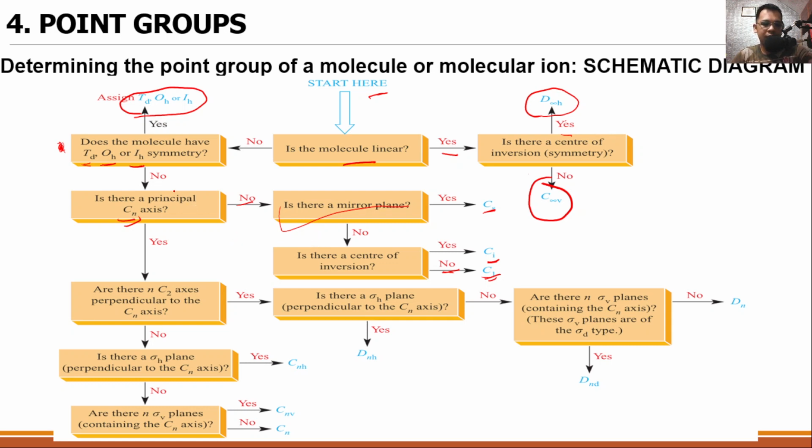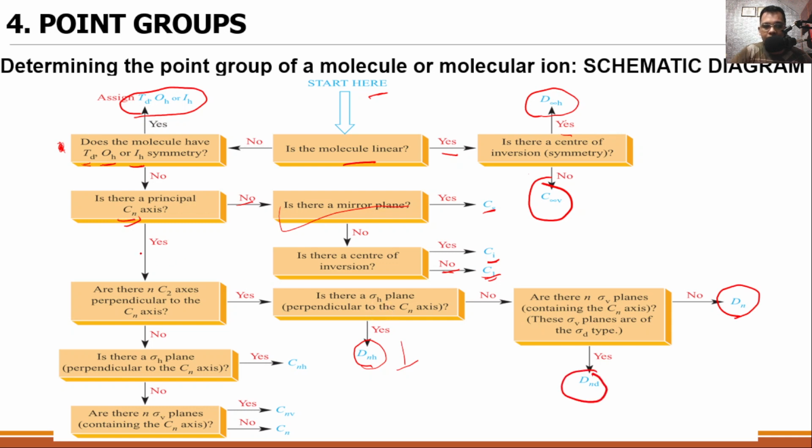So, kapag naman meron tayong perpendicular Cn axis to each other, are there n C2 axes perpendicular? If yes, dito na papasok yung ating D group. So, for example, is there a sigma h plane perpendicular to the Cn axis? So, that is Dnh. If wala, proceed tayo to the other. So, another question, are there sigma v planes? Kapag wala, it's just Dn. Kapag meron, it's Dnd.